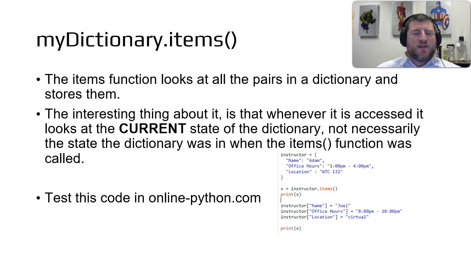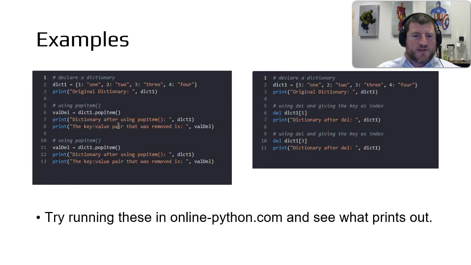The next thing I want to talk about is this idea of items. So this is something that's on the syllabus and goes through, so we just need to talk about what it is. The items function, what it's going to do is look at all the pairs in a dictionary, and it stores them in their current state of the dictionary. Not necessarily the state that the dictionary was in when the items function was called. So what the items function does is it looks at the dictionary and it prints out or gives you the opportunity to print out each individual key pair. So in most cases when we're making a key pair, it's going to look something like this.